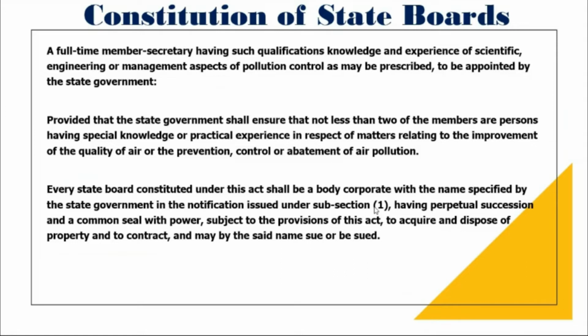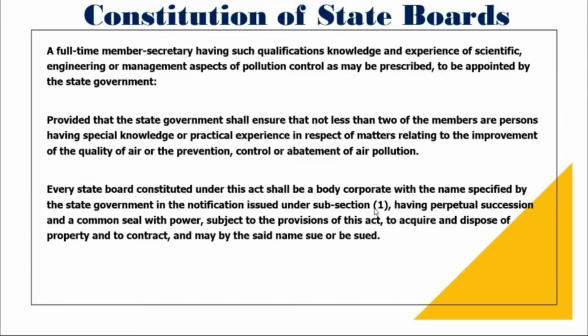Every state pollution control board constituted under this act shall be a body corporate with the name specified by the state government in the notification issued under subsection 1, having perpetual succession and a common seal, with the power, subject to the provisions of this act, to acquire and dispose of property and to contract, and may by the said name sue or be sued.